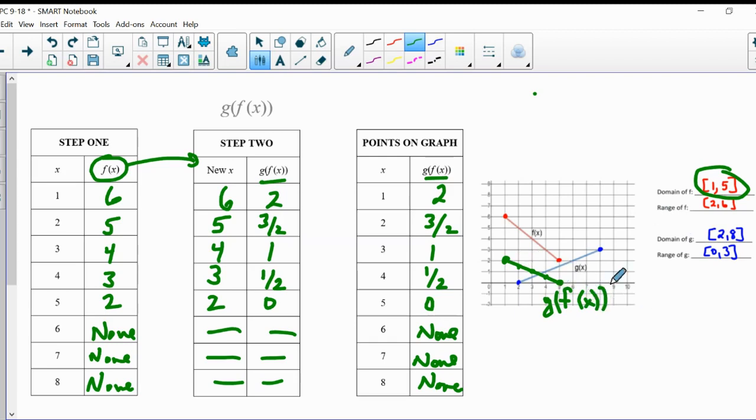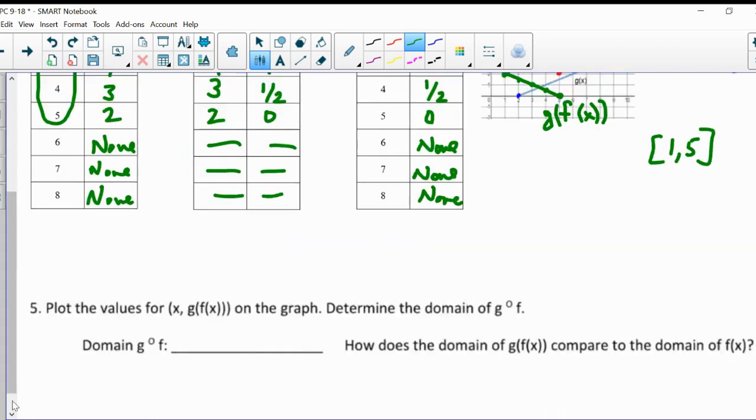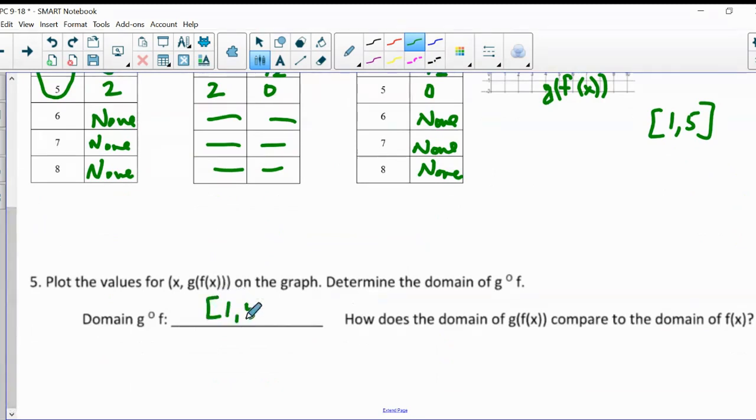Now again, it's a restricted domain, but the domain is exactly the same as f here, because I started with the domain of f, and everything that I substituted in gave me a range value that became a new domain value, a new x value, such that I got a point on g of f of x. So g of f ends up working out. The domain ended up being 1 to 5, which was the same as f of x.